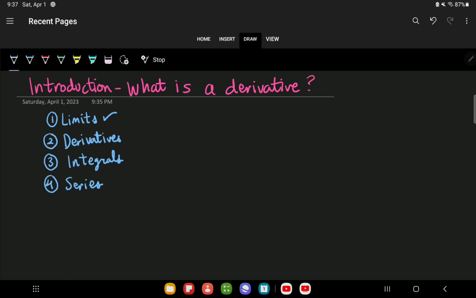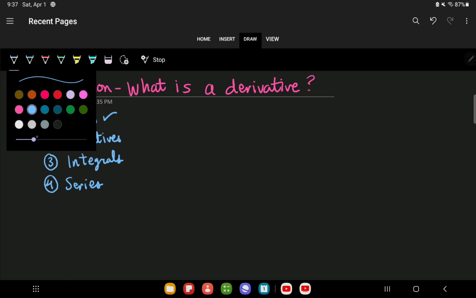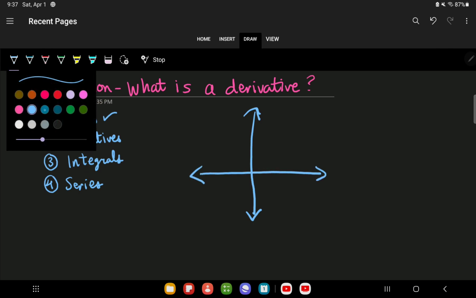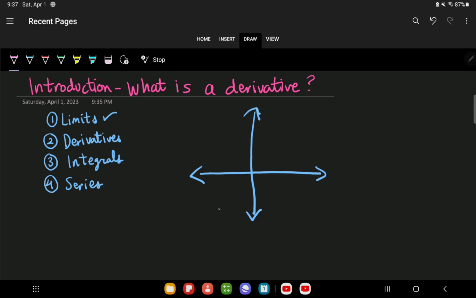Okay. So this is an introduction lesson, kind of an overview, a big picture idea of what a derivative is. So before we jump into a derivative, let's draw a linear function. Remember, when you learn linear functions, you learn something like a straight line. Let's give this a name, y equals 2x.